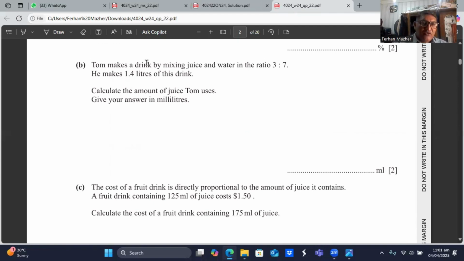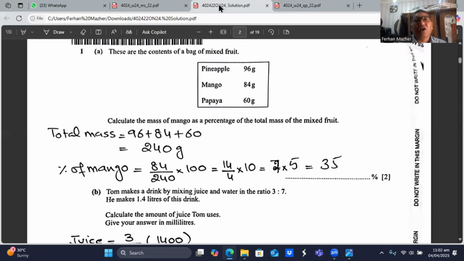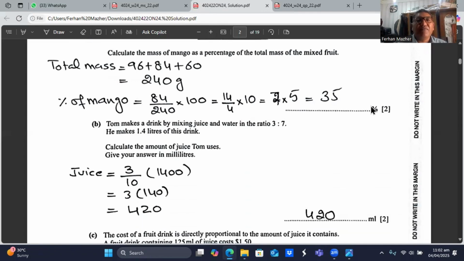Okay. So because they have made the drink, the total of this whole thing is 1.4 liter, which is 1,400 ml. Okay, so as you know, as we find the share in the profit, if the ratios are given, in the same way I will find the amount of the juice. The ratio of the juice is 3. The sum of the ratios is 10. The total thing is 1,400 ml. So what we will do, we will find the juice.